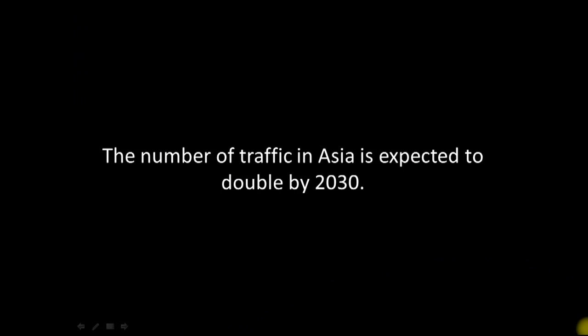Another thing about countable and uncountable is this one. The number of traffic in Asia is expected to double by 2030. This is also a mistake, because like we said, traffic is uncountable, so we can't use the word number. We have to use the word amount. The amount of traffic in Asia is expected to double by 2030.